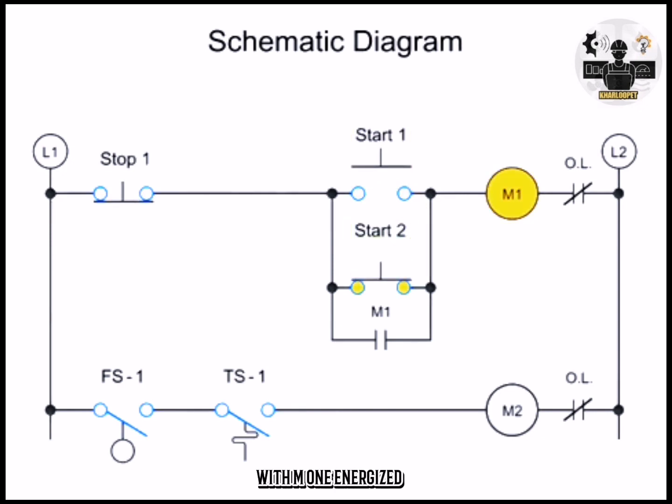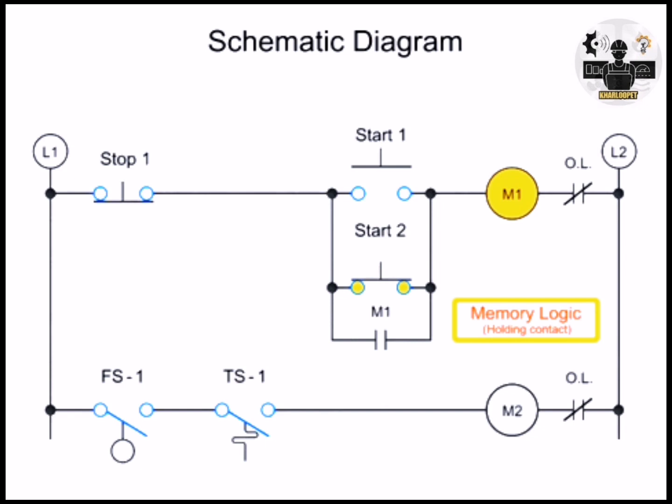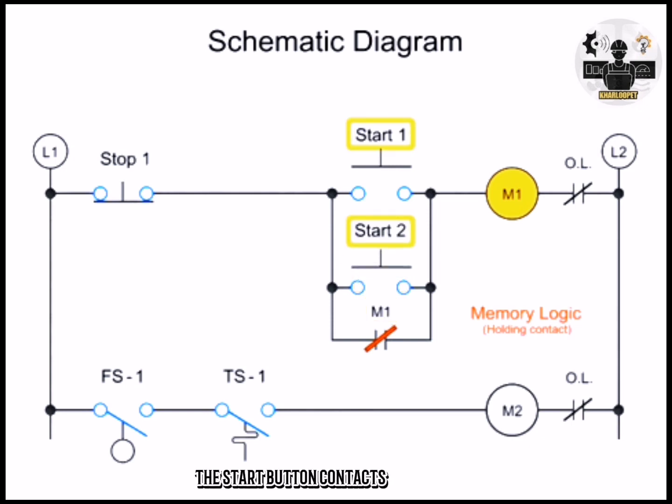With M1 energized, another type of control logic is exhibited, called memory logic. The energized M1 coil will cause the auxiliary contact M1 to automatically close. Therefore, even after the start button contacts are opened, the starter coil will continue to be energized due to the closed position of M1.